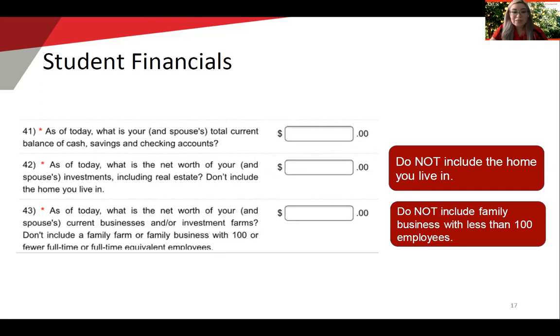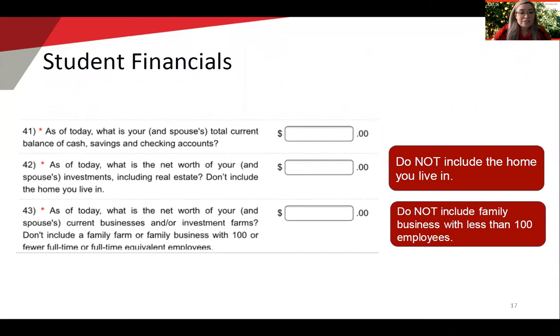So for example, let's say the property value is 100,000. You're going to subtract what you owe from that property, 75,000. That's going to give us 25,000 net worth. So 25,000 is what you'd be reporting on the application as the net worth of your investment.